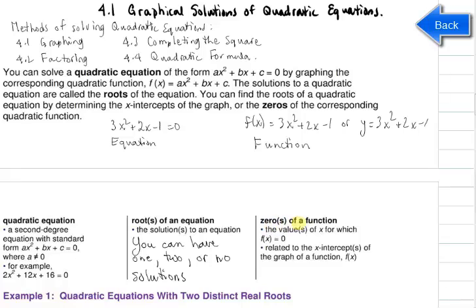The zeros of a function, these are the values of x for which f of x equals 0, or if you like, y equals 0. And remember, when you set y equal to 0, that means that you want to find your x-intercepts. So the zeros of your function are related to the x-intercepts of the graph of a function f of x. Okay, so that ends our introduction.